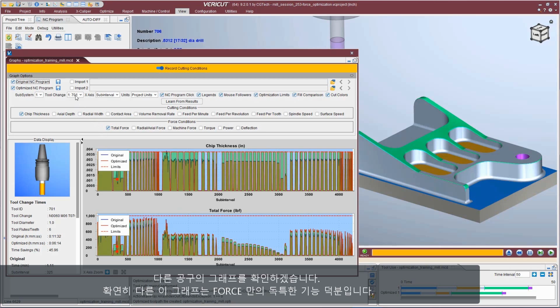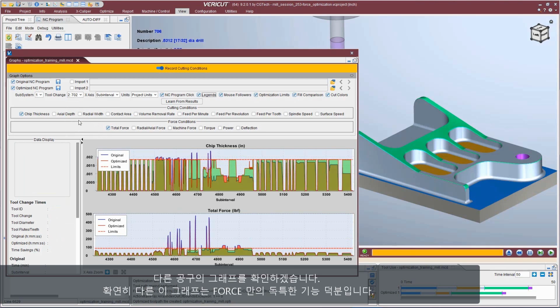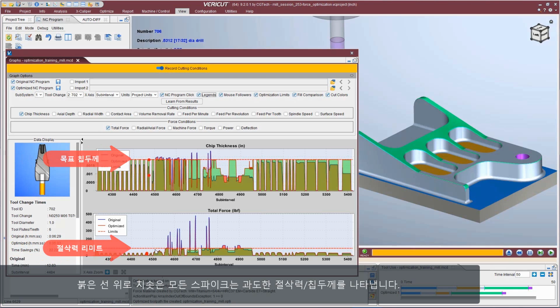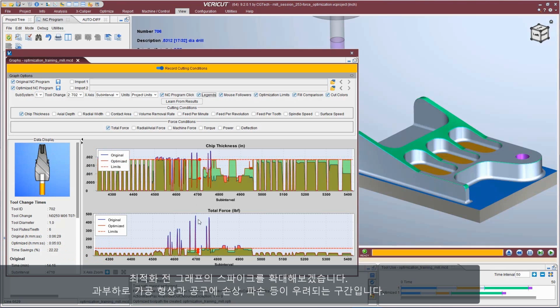Let's look at another tool. This particular tool demonstrates something else that Force is unique about handling for you, and that's making corrections to the NC program when things are looking too aggressive. Anything above the red line, like all of these spikes in this area here, are excessive tool forces or excessive chip thickness, which caused these tool forces. Let's take a closer look.